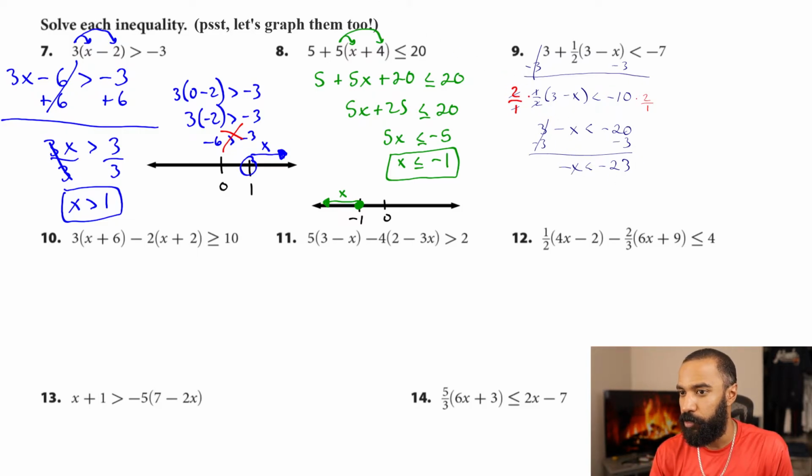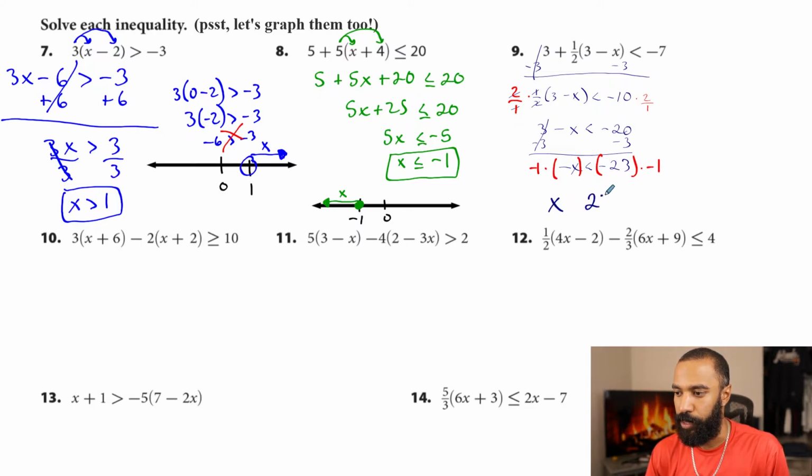Now, if I multiply both sides by negative 1 here to make my x positive, as I would with an equation, then you would get positive x here, and then positive 23. And let's say, I'll humor you here, that I kept this as less than. Okay? x is less than 23. If negative x is less than negative 23, then x is less than 23. Does that work? Let's go and graph it on a number line.